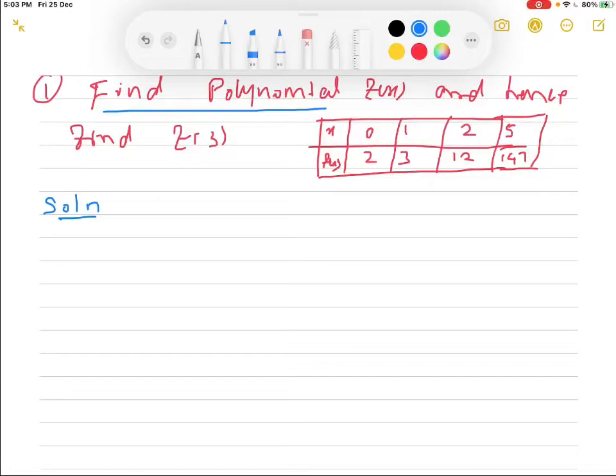In this video, I'm going to discuss some more problems on Lagrange's interpolation formula. So let us move to the problem. Find the interpolating polynomial f of x and then find f of 3 for the given data.